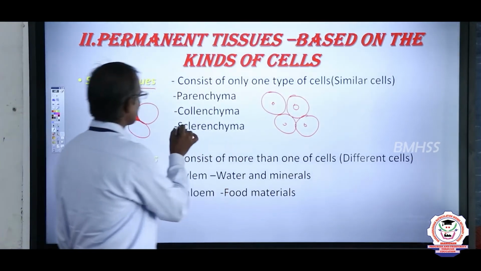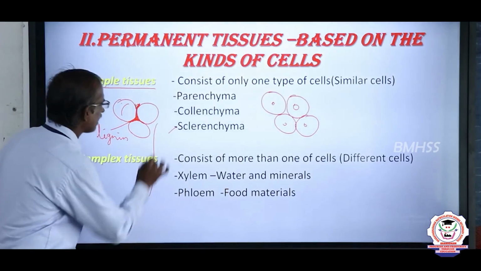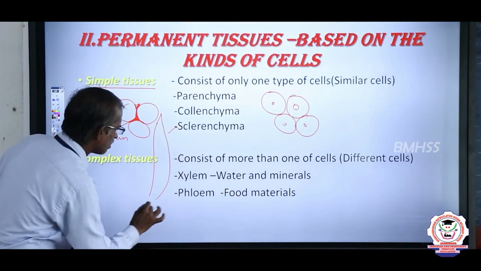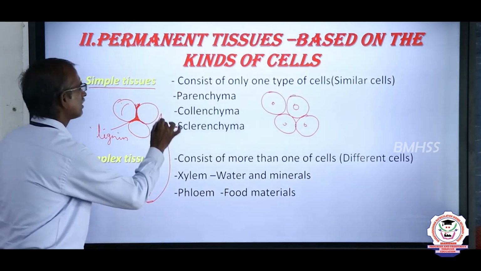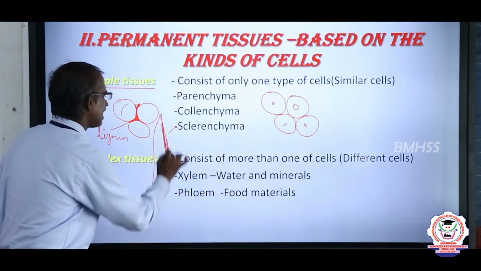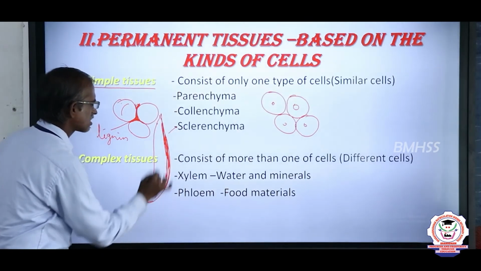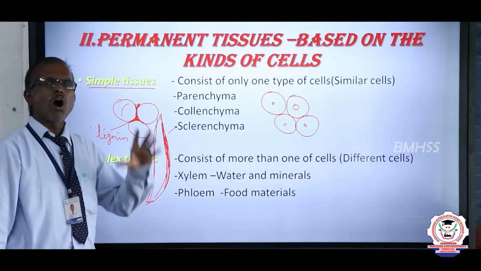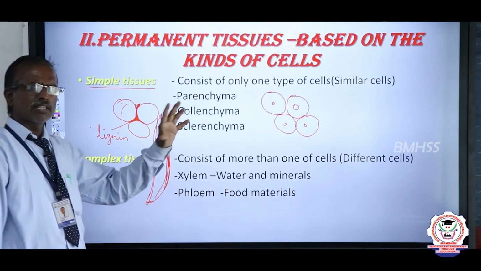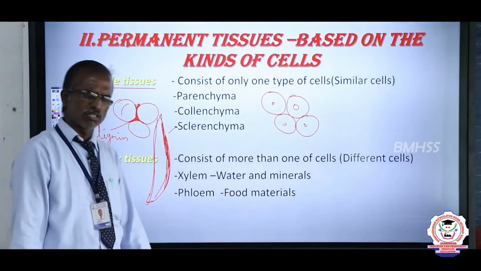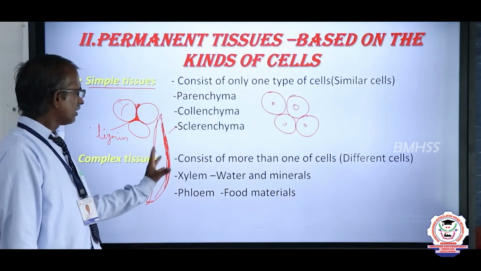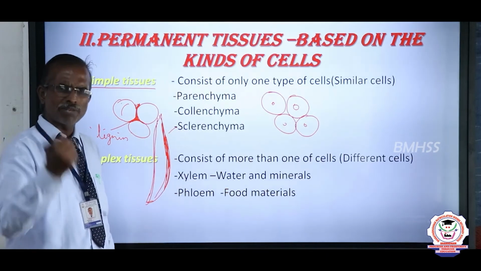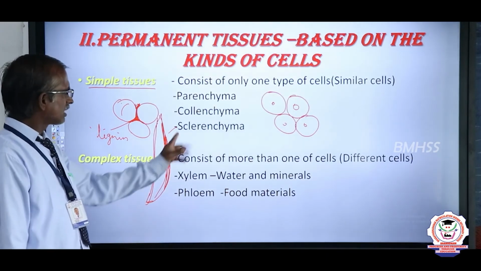Sclerenchyma is long and thick walled, fiber-like. These are thick walled dead cells, mainly present in the harder parts of the plant body. They give strength to the plant. That is sclerenchyma.